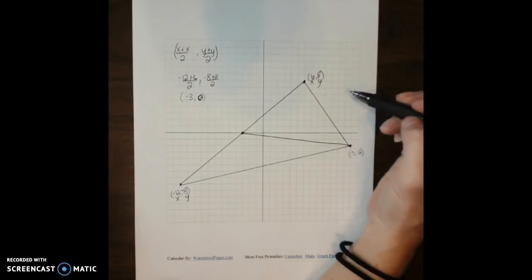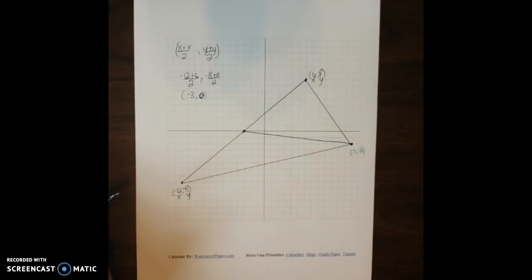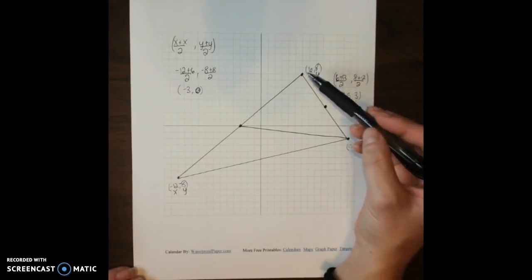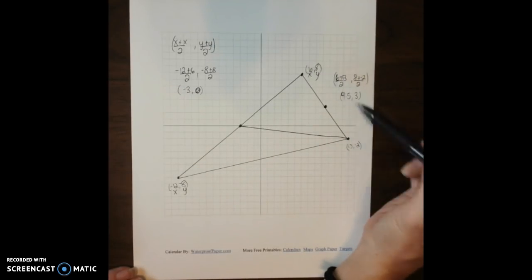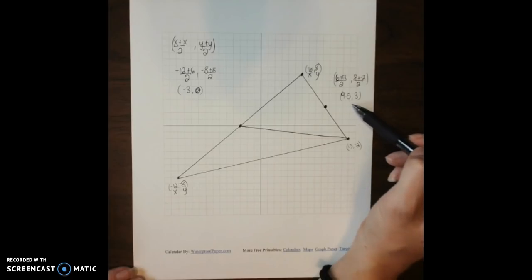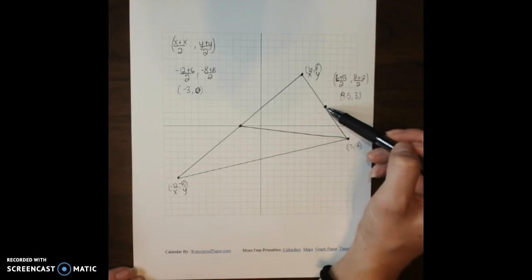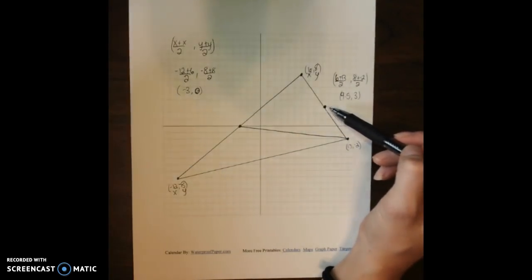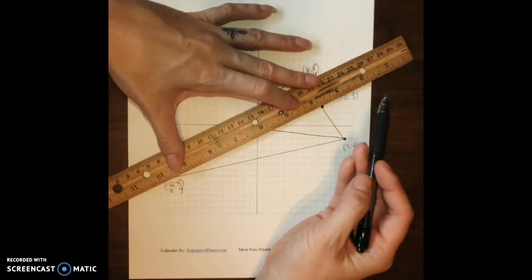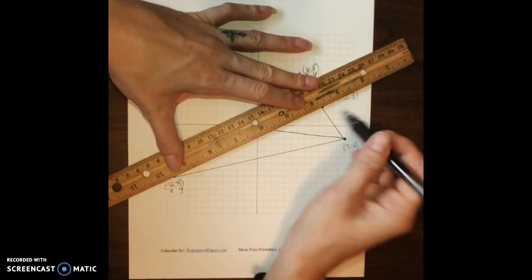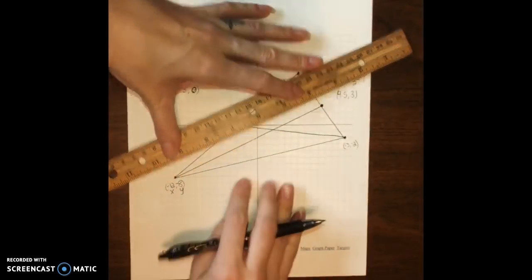Now I'm going to go ahead and find the median of this side. So I did my x plus x divided by 2 and my y plus y divided by 2, and I got 9.5, 3. So this was the midpoint of that side. And then to draw the median, I would just connect that midpoint to the opposite vertex.